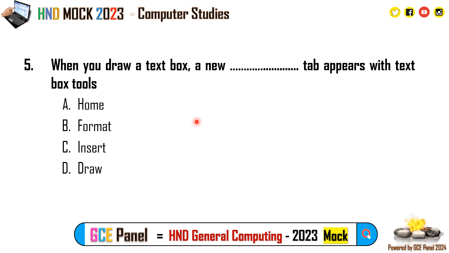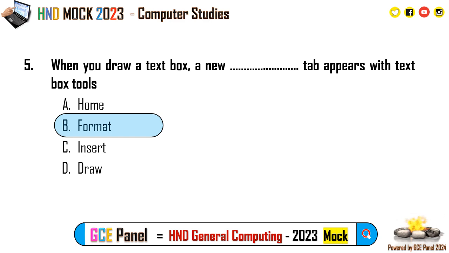Question 5. When you draw a text box, a new tab appears with text box tools. So for example, in Word, when you insert a text box, a format tab is going to appear at the top right, which you can use in formatting the content of that box, okay? So a format tab appears.